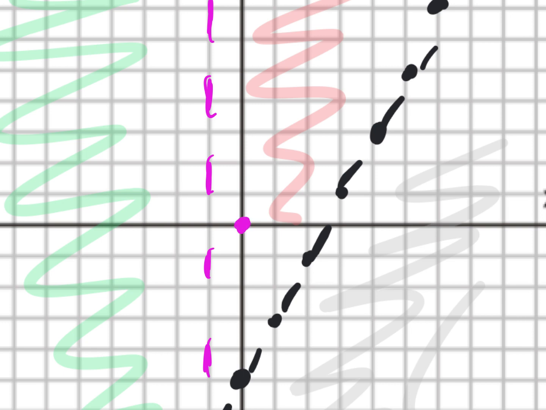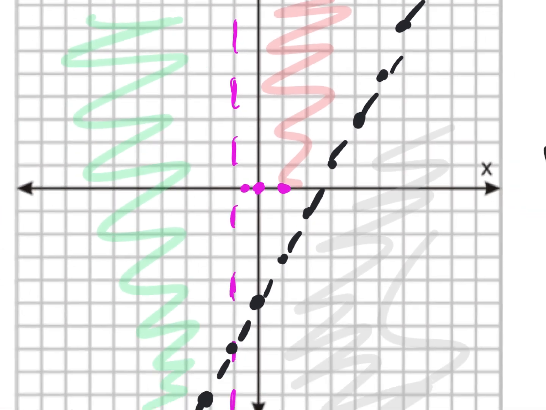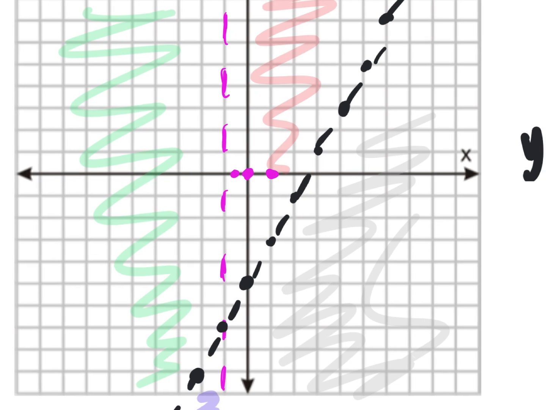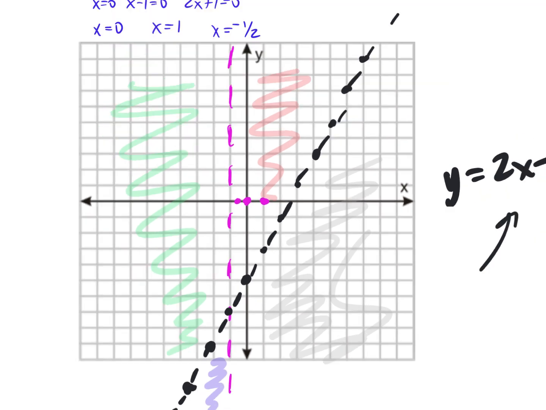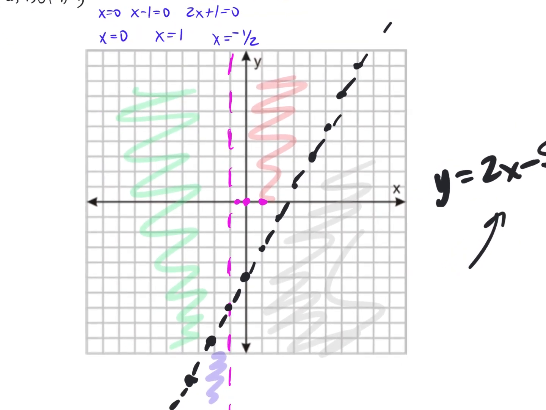Where else? Negative 1/2, and where else? And 1. Where does it cross the y-axis? At 0. So in regards to the right-hand side, guys, does your graph exist in the red or the gray? How do you know that, Chris? Because that's where all the intercepts are.